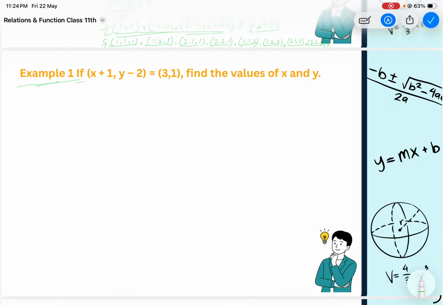Example 1: if (x plus 1, y minus 2) equal to (3, 1), find out the value of x and y. This is very simple. x plus 1 equals 3 and y minus 2 equals 1. It means x equal to 3 minus 1, so x equal to 2, right? And here we have 1, so y equal to 1 plus 2, y equal to 3. Answer.